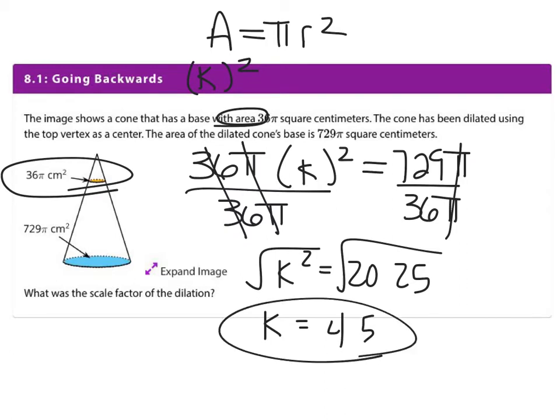And you can always test that out. 36 pi times 4.5 squared. Just leave the pi there for later. And I get 729 pi. The pi was just hanging out till the end.